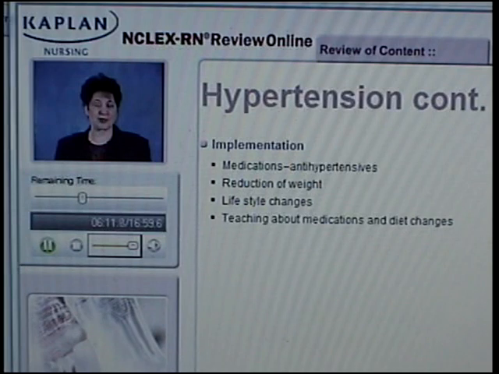Many of them cause orthostatic hypotension, so you need to caution your patient to change positions very slowly, so they get up and sit for a few minutes before they stand. They don't just bound out of bed, because they may fall over because of the orthostatic hypotension.